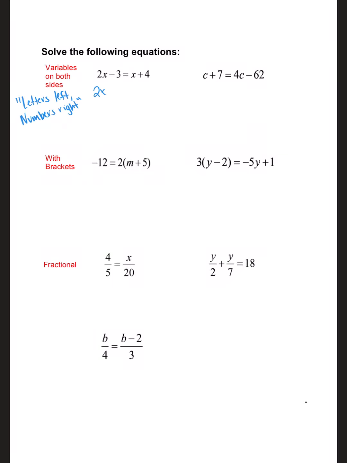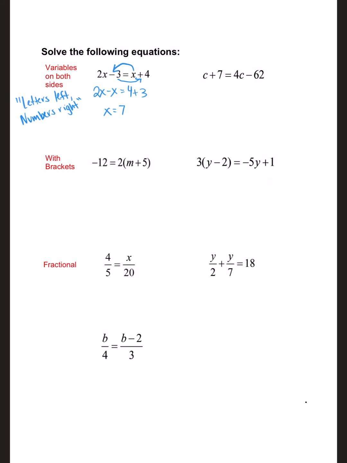So I'm going to keep my 2x, but I'm going to try to move this x over here. Since it's a plus x on the right, to move it to the left, I'm going to make it a minus x. And then I'm going to have equals 4, and again, I'm going to move this 3 over to the right. Since it's a minus 3 on the left, it's going to become a plus 3 on the right. So 2x minus x just equals x, and 4 plus 3 equals 7. Okay? Go ahead and pause the video and see if you can follow that process to solve the next one.